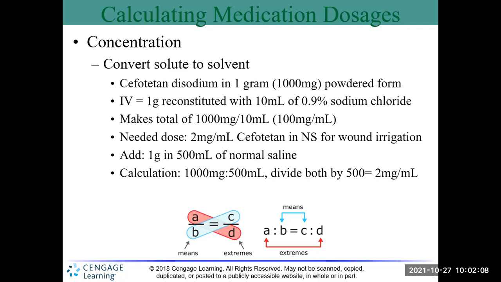So we've got 1,000 milligrams of medication and 500 milliliters of the solvent. We're going to divide both of those by 500, and that gives us 2 milligrams per milliliter. You can see down here at the bottom, this is the way the equation is written out. We have means and extremes, which is a mathematical term. We're doing a cross calculation, and you calculate means together and extremes together. So you can see here that that's the way we're cross calculating to get that 2 milligrams.